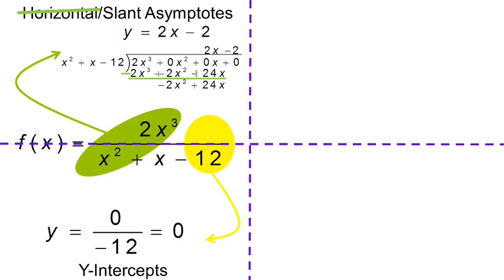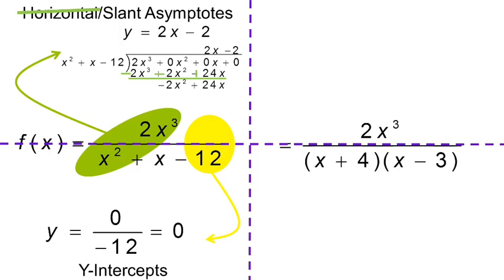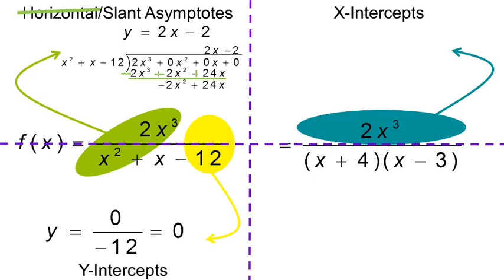Then on the right side of our squares over here, we're going to factor the top and bottom. Well, our top isn't going to factor. It's going to say 2x to the third power over x plus 4 times x minus 3. So in our top rectangle, we're looking at x-intercepts. So we're going to take whatever's on the top and set it equal to 0. So 2x cubed equals 0. So if I solve this, x has to equal 0. So my x-intercept is at 0.